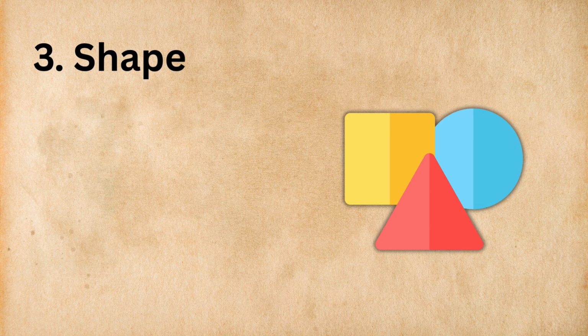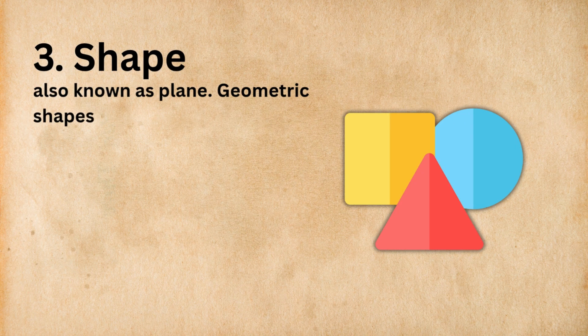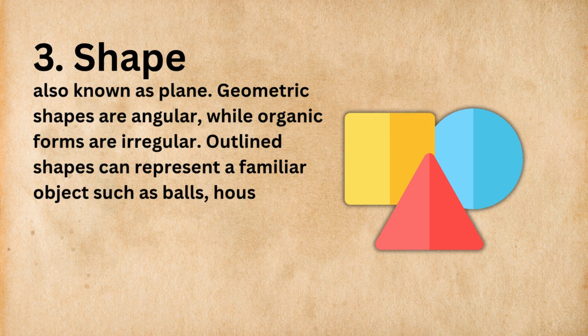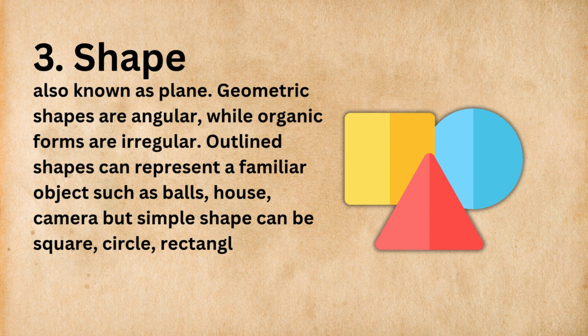Number 3. Shape, also known as plane. Geometric shapes are angular, while organic forms are irregular. Outline shapes can represent a familiar object such as balls, house, camera, but simple shapes can be square, circle, rectangle.